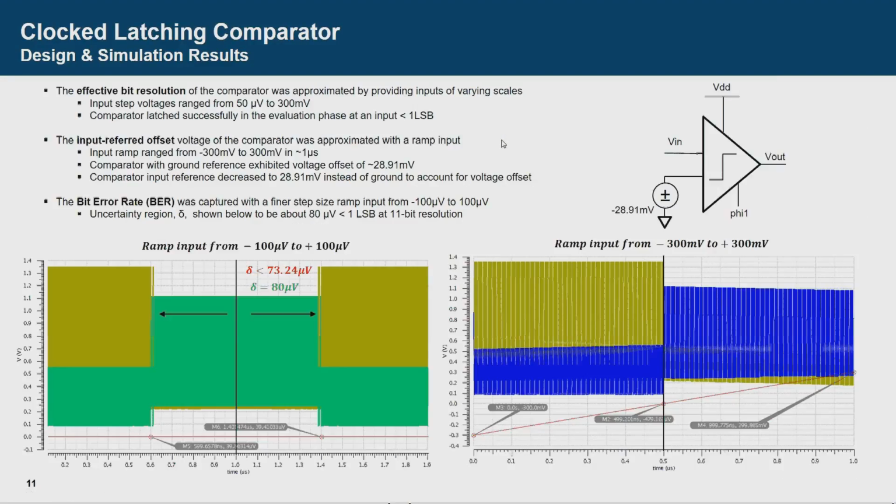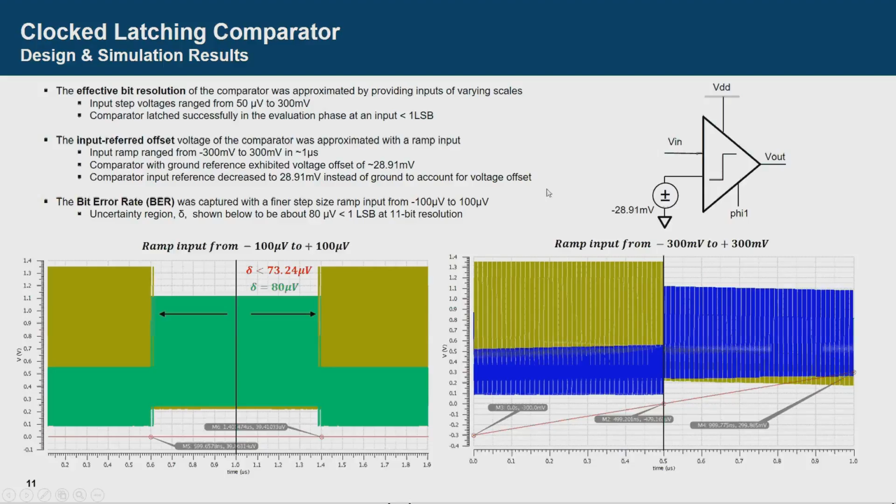Some more simulation results for the comparator. I input a ramp from minus 300 millivolts to positive 300 millivolts, which is in the bottom right plot. You can see that this middle point is the 0 volts, or ground, and the left side is going down to minus 300 millivolts, and the right side is going up to 300 millivolts. You can see that the comparator has switched decisions at the 0 point. This is the plot after I compensated for the input referred offset voltage by setting the input common mode to the opposite polarity. I measured it to be around 29 millivolts.